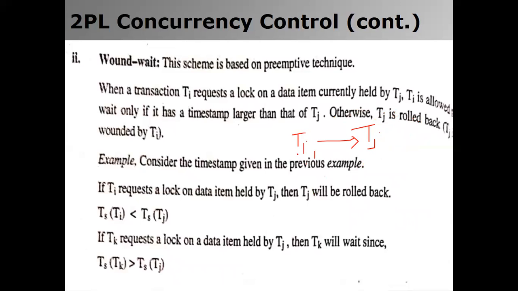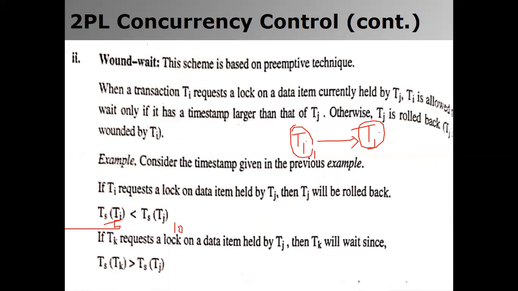This means TI is preempting TJ if TI is the old transaction. But if it is a young transaction, it will wait. If it is the old transaction, it will wound TJ. So let's go with the previous example. The timestamp value of TI is 5. As in the previous example, the timestamp value of TJ is 10.